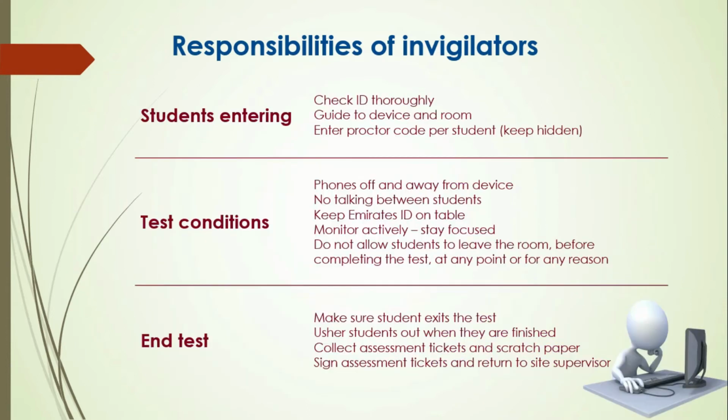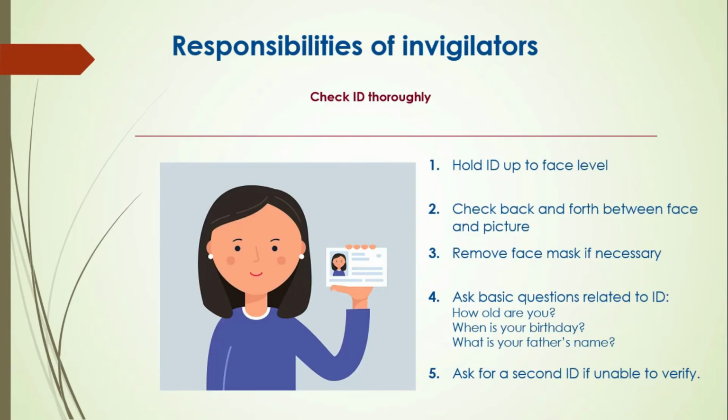Just want to make one point about checking ID thoroughly. This is something that can cause problems. So it's not just a matter of looking at the ID. You should hold the ID up to the face level of the student. They can do it or you can do it. You must look back and forth between the face and the picture to ascertain whether it's the right person. If you can't tell, ask them to remove their face mask if necessary. If it's a female, you might need to ask a female to do this.